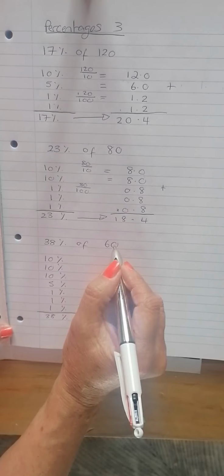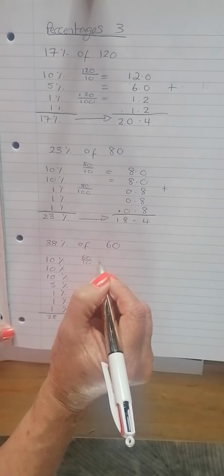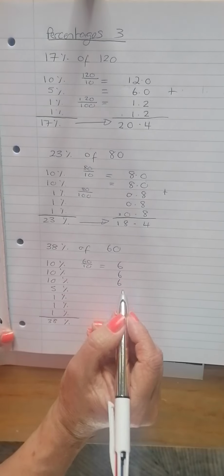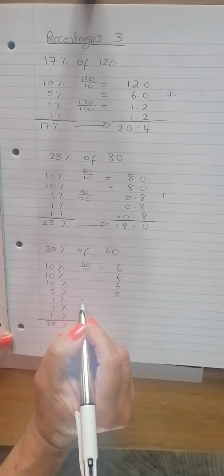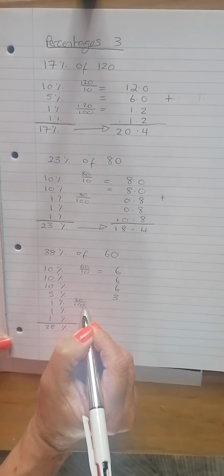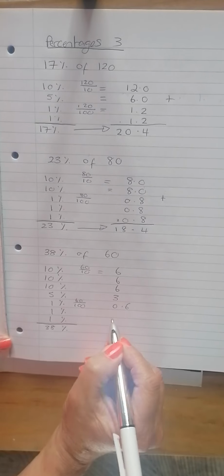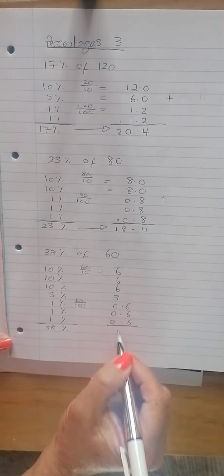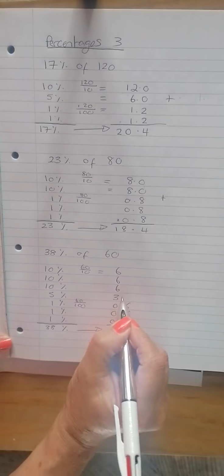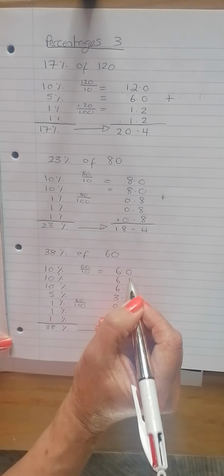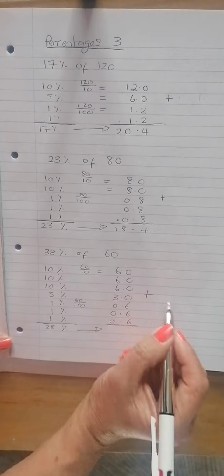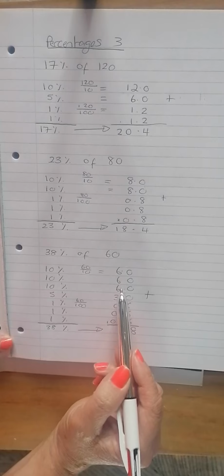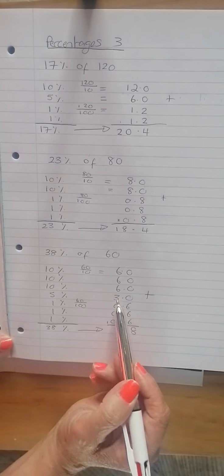So I know to get 10%, you just divide by 10. So that's 6, and that's 6. 5% is half of 10%, so that's 3. 1%, you just divide by 100, so that would be 0.6. I need another 0.6 and another 0.6. So all of these will add up to 38%. So I'm just making them uniform by putting my decimal places in and putting zeros on, so it's easy to add them together. 6, 6, 6, 18. 8 down, carry the 1. 6, 6, 6, 18. And this one, 19, 22.